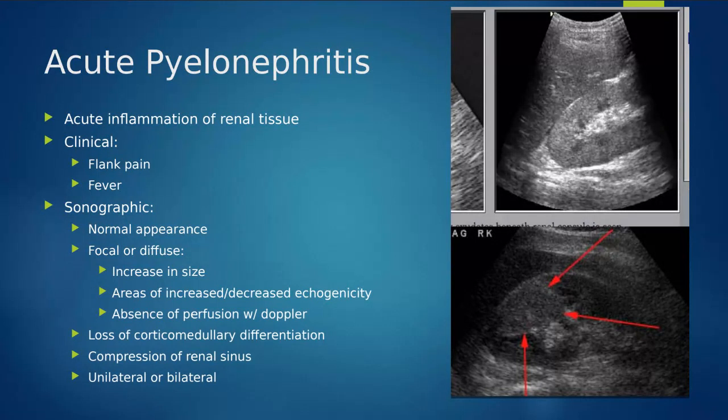We're going to see a loss of cortical medullary differentiation. We're going to see compression of the renal sinus, depending on how much of that kidney is being affected by this inflammation. And we could see it unilaterally or bilaterally. Typically, if we have pyelonephritis, it's an inflammation of the urinary system. So a lot of viral infections or bacterial infections come from the bladder. So usually I would expect to see these conditions be bilateral.